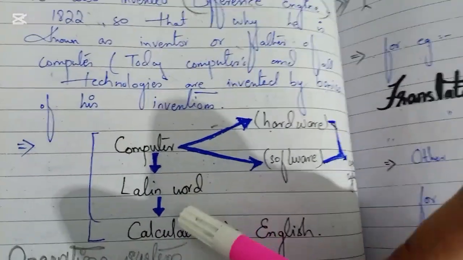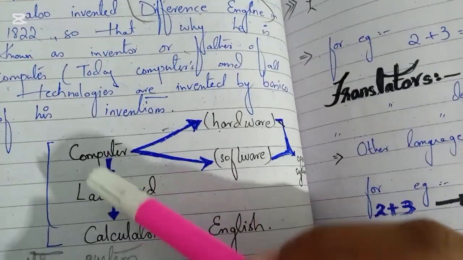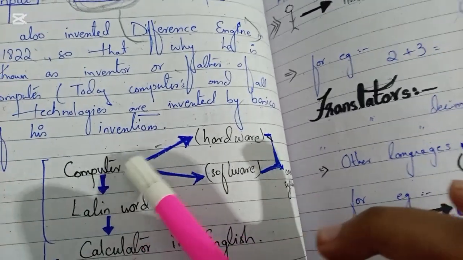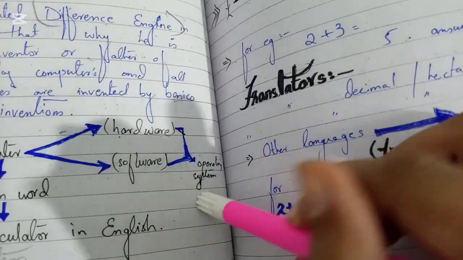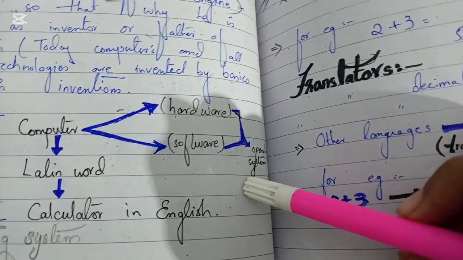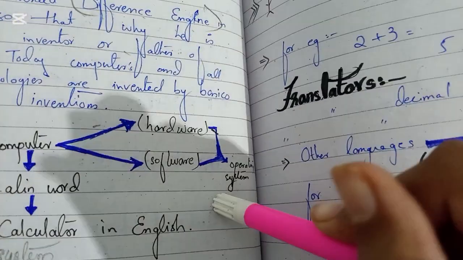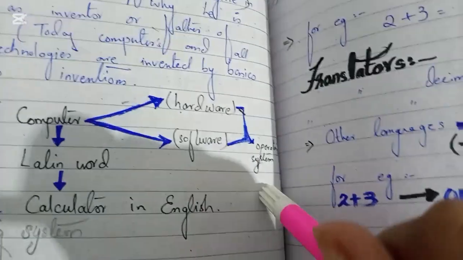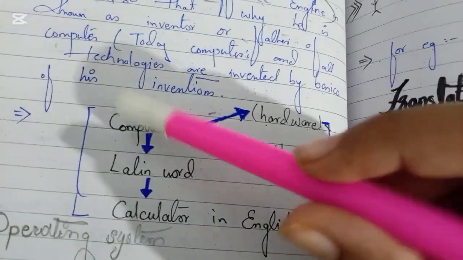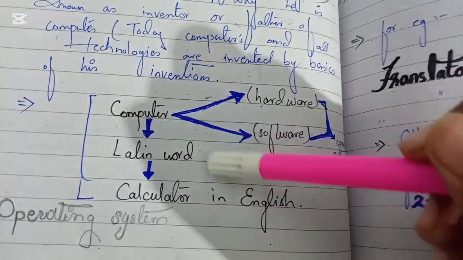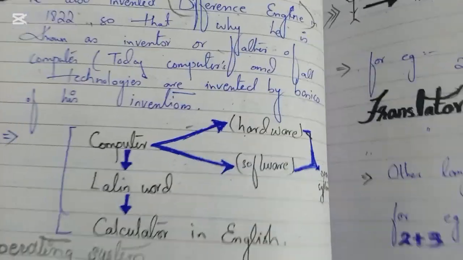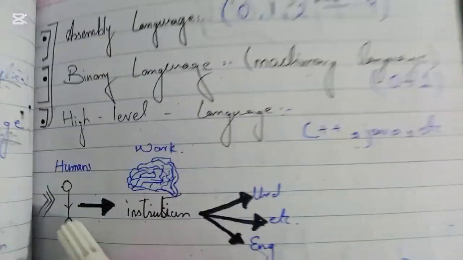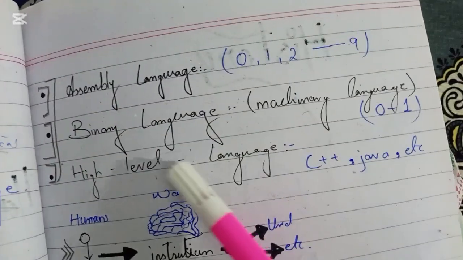Input, as I told you before: first you input, then process, then output is the result. Now, as I told you before, a computer is a combination of hardware and software, which are handled by the operating system. Computer is a Latin word. When we translate it into English, it means calculator.